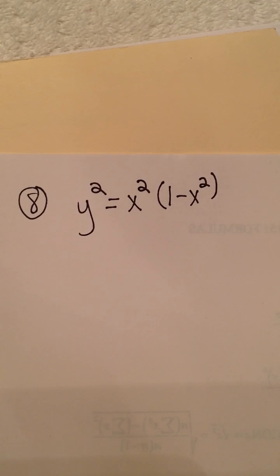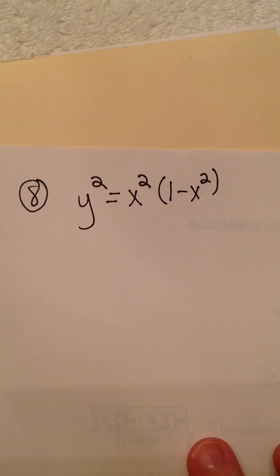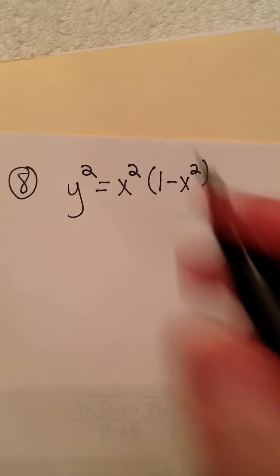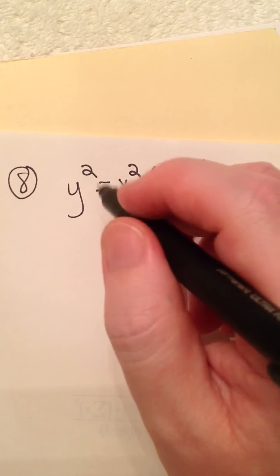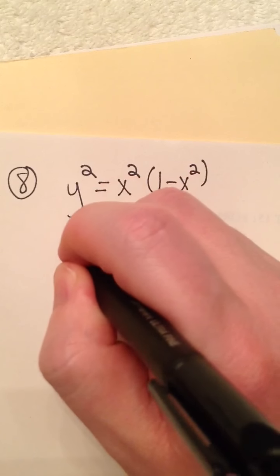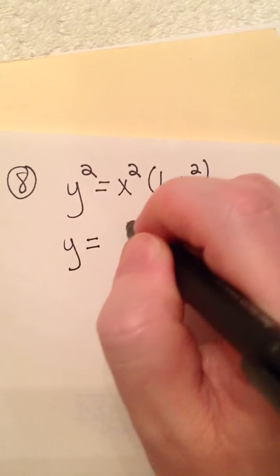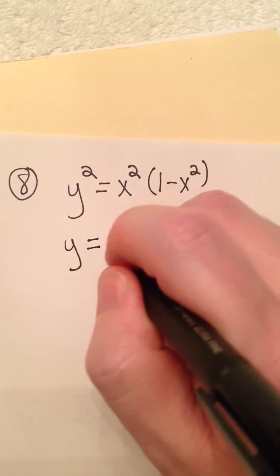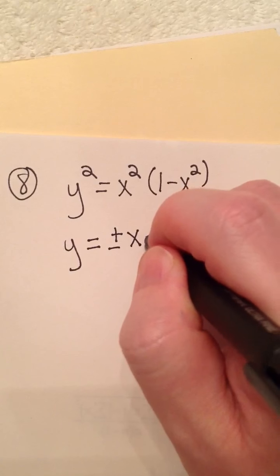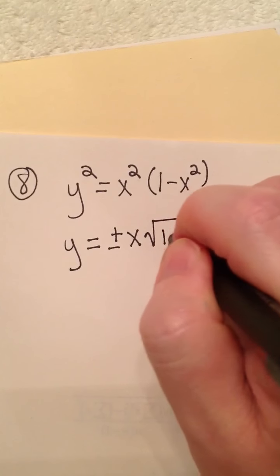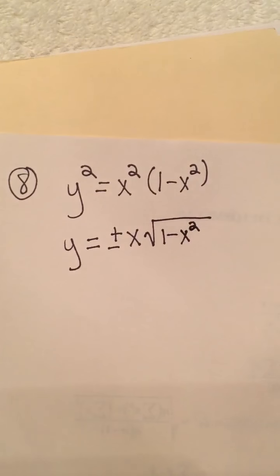Okay, so for number 8, we have that y squared is equal to the product of x squared times the quantity of 1 minus x squared. For the graph that is involved, to set it up where we can integrate, if we take the square root method for y squared and express in terms of y, we're going to have that y is equal to plus or minus x times the square root of 1 minus x squared.